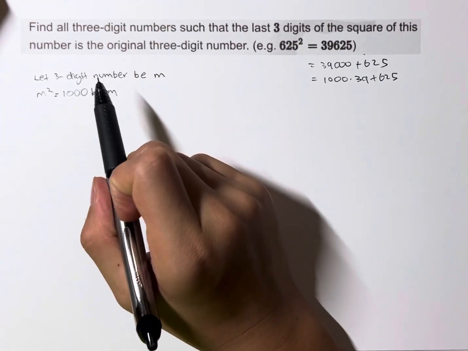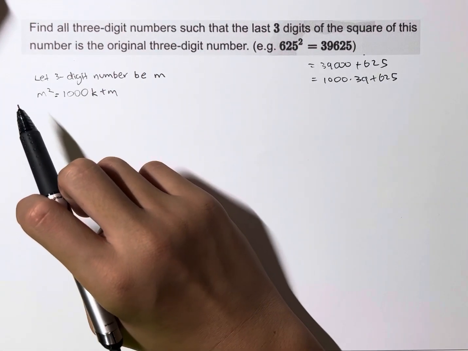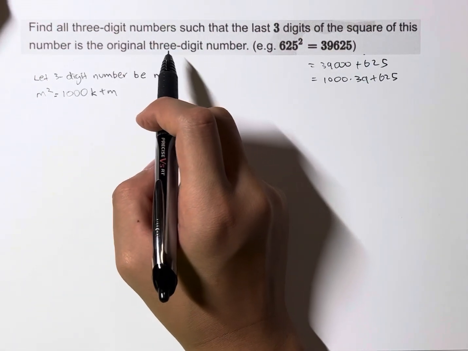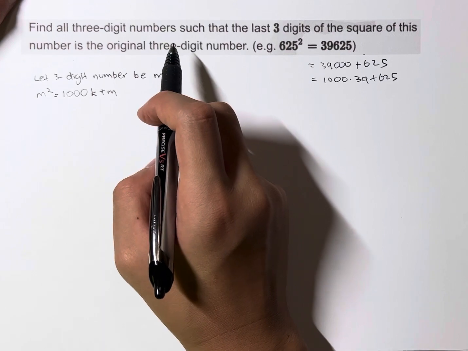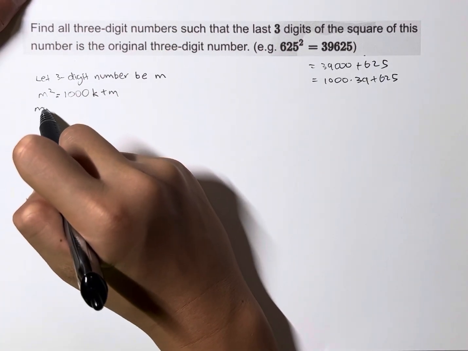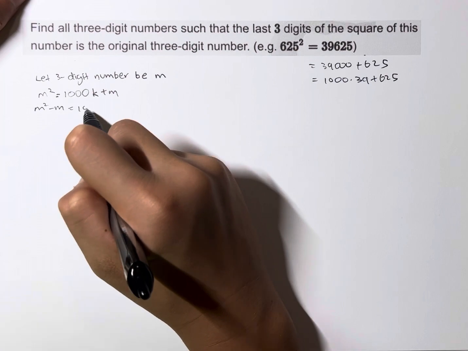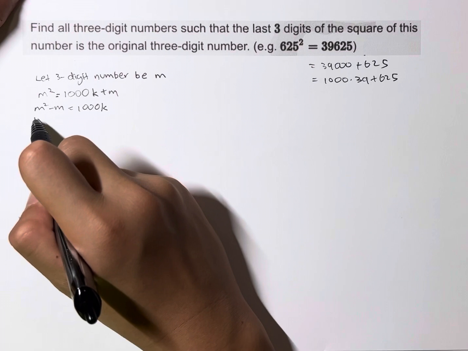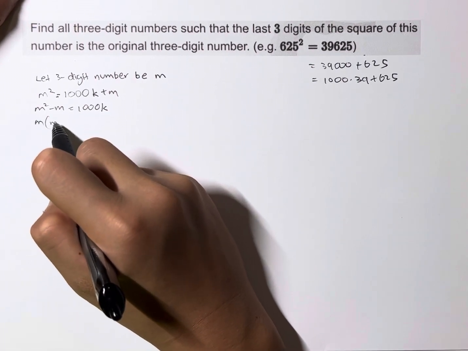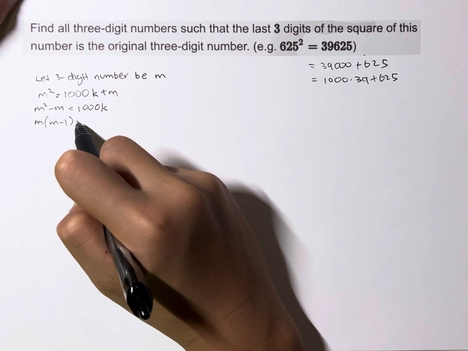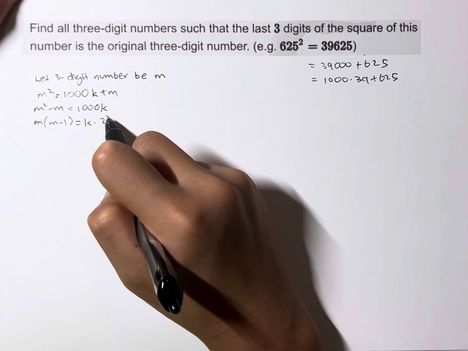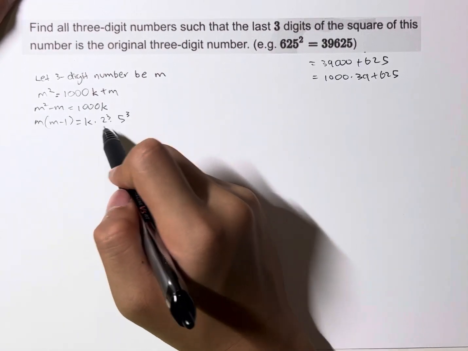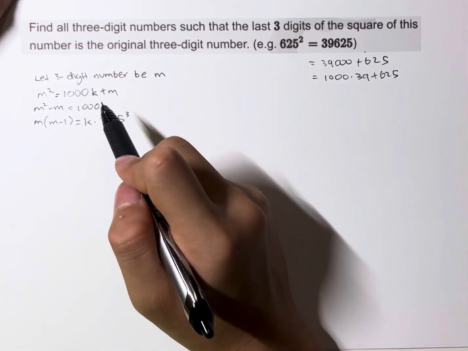Now we are all set to solve this problem. Earlier I said that we want to find some factorization and relationship between m squared and m, and there we have it: m squared minus m equals 1,000k. When I say factor, it means that we can factor 1,000k, and we can factor m squared minus m, which is m times m minus 1. 1,000k equals k times 2 cubed times 5 cubed. So m may contain one of these factors and m minus 1 will contain the other factor.